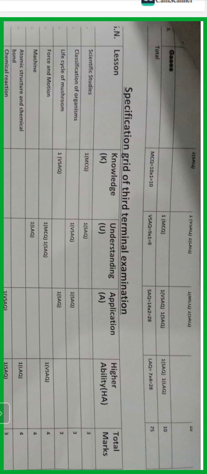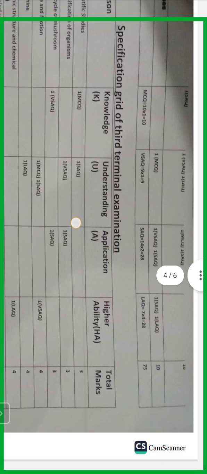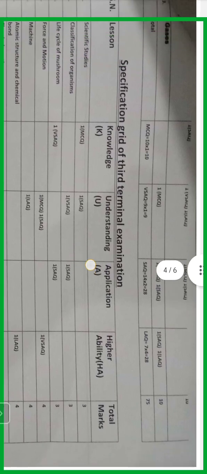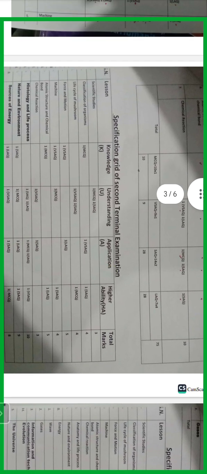9 BSAQ questions are there, and 1 mark for each, 9 into 1 is 9. 14 SAQs are there, 14 into 2 is 28, and 7 LAQs are there, 7 into 4 is 28, and total marks is 75. Okay, 75. And the LAQ comes from the unit gases. From gases, one LAQ. From the wave also we have one LAQ, and similarly from energy also one LAQ comes. Nature and environment has also LAQ. Histology and life processes has also LAQ.